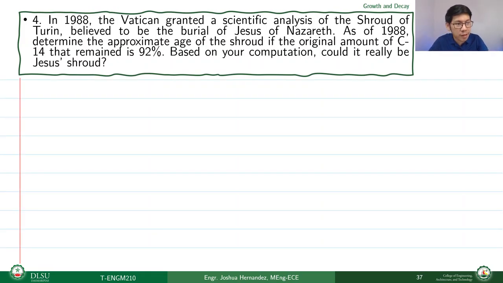Exciting, di ba? So, binigyan lang tayo ng medyo limited na information, at yun ay ang i-quantify natin. So, given, as of 1988, the amount of C14 remaining is 92%. Okay? So, initially, hindi natin alam kung ano yung amount talaga, no? So, let's call it A naught. So, when t is equal to 0, the amount of C14 is A naught.